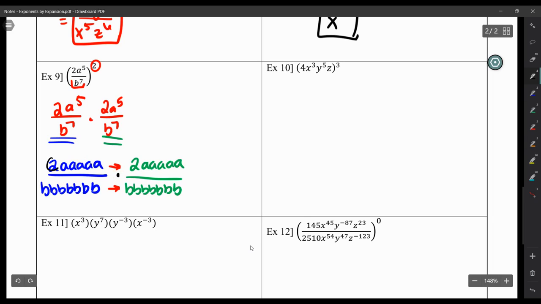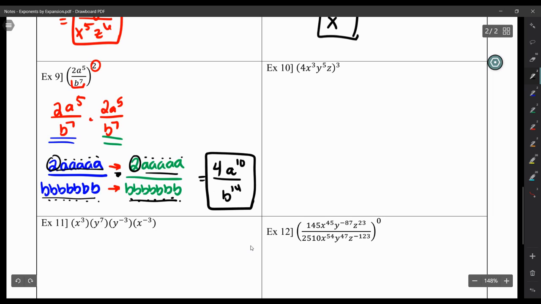But I can do 2 times 2, which makes 4. Then I have 5 A's times 5 more A's. So how many A's are being multiplied together? 1, 2, 3, 4, 5, 6, 7, 8, 9, 10. So we have A to the 10th over, I have 7 B's times 7 B's. So how many B's are being multiplied all together? 1, 2, 3, 4, 5, 6, 7, 8, 9, 10, 11, 12, 13, 14. So B to the 14th.